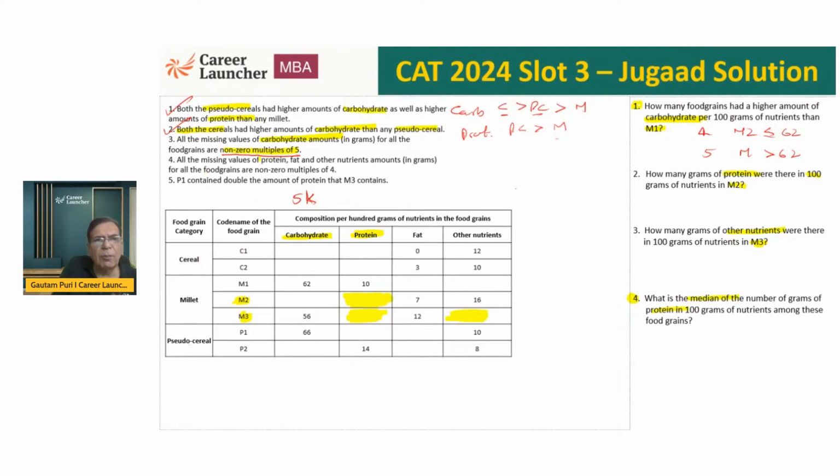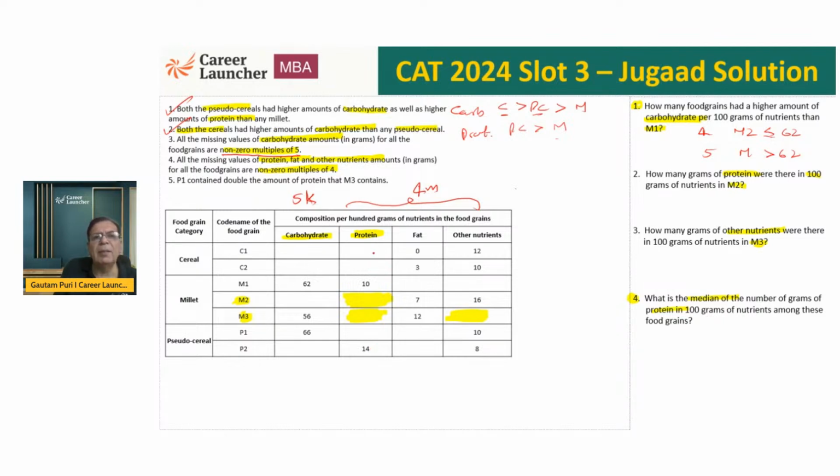All missing values of protein, fat, and other nutrients in grams for all food grains are non-zero multiples of 4. What is it saying? All the remaining values, whether protein, fat, or other nutrients, are some multiple of 4. Let's say 4m. And again, these are non-zero multiples. What does it mean? That means none of them can be 0.